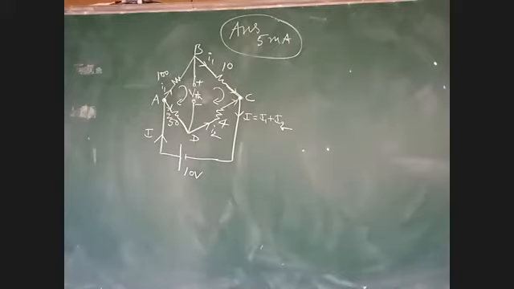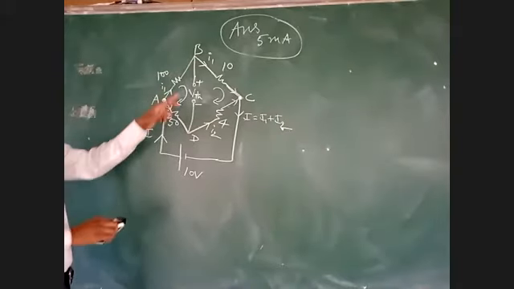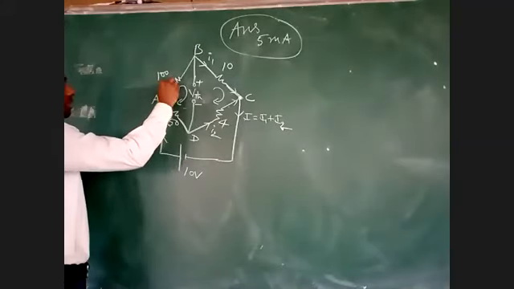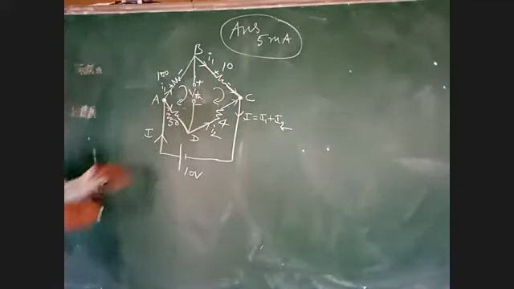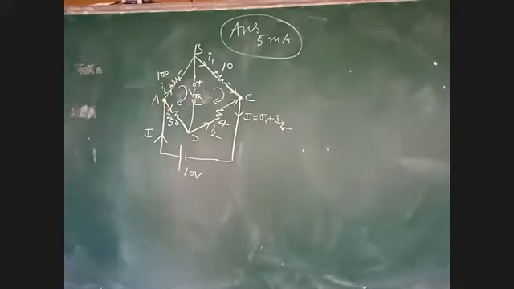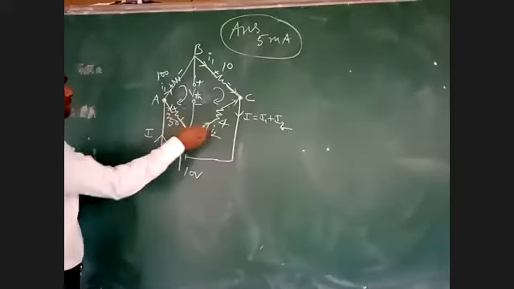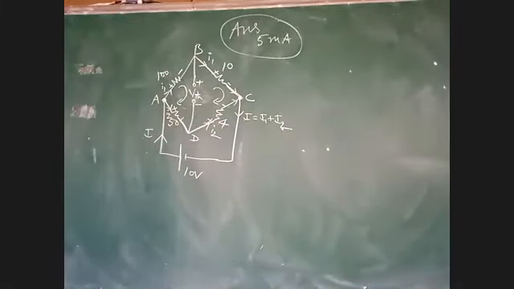Now in the direction of current I1 and I2, I can take plus and minus. I1 and I2 are the currents. These arrows are not the currents. These are reference directions. Now in the direction of I1, take plus and minus for these two resistors. Similarly, in the direction of current I2, take plus and minus for these two resistors. In those two resistors, I2 is flowing.